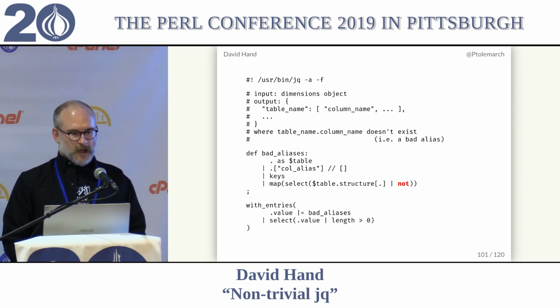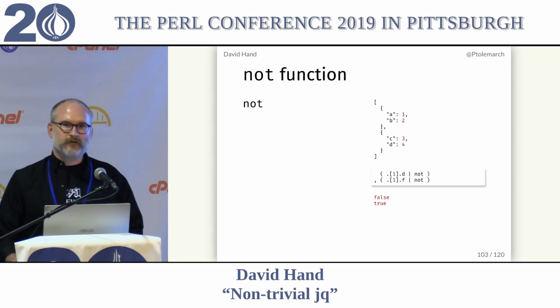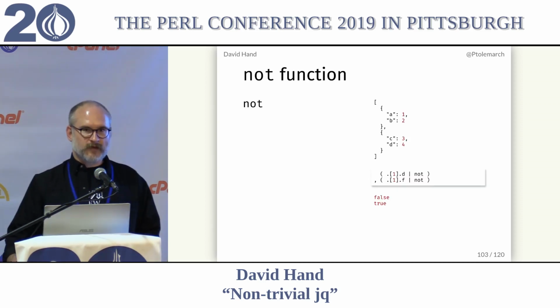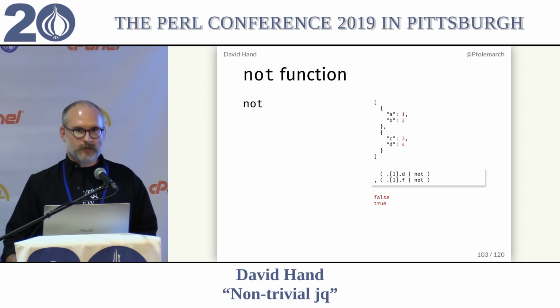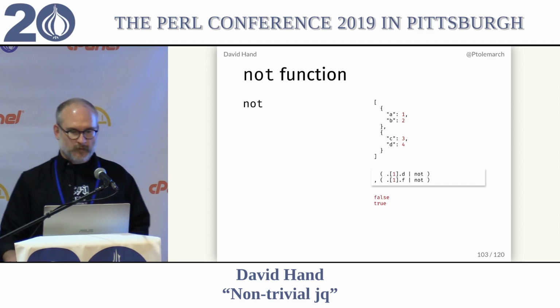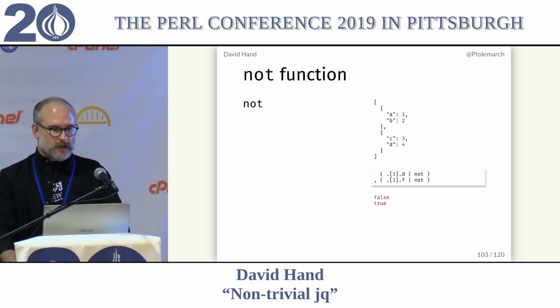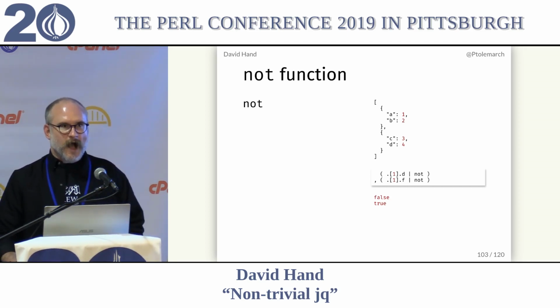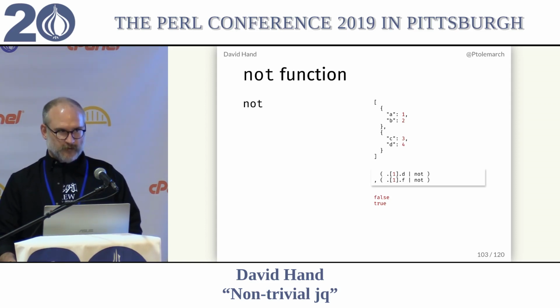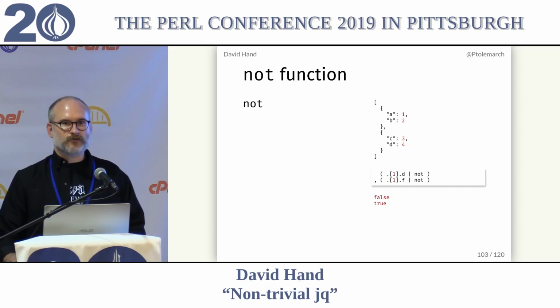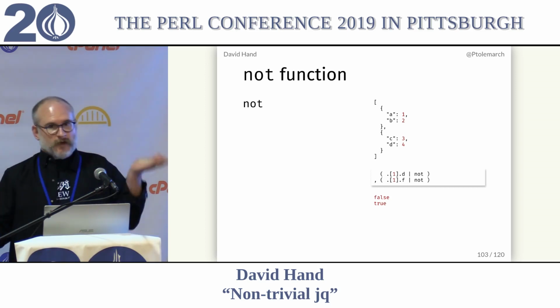So let's talk about the not function. The not function is a really fine example of what I mean when I say that all JQ functions take in their inputs through the pipe, and their outputs go out through the other pipe. I had a really hard time when I was first learning this, avoiding trying to use not as a prefix operator. It just doesn't work that way in JQ.